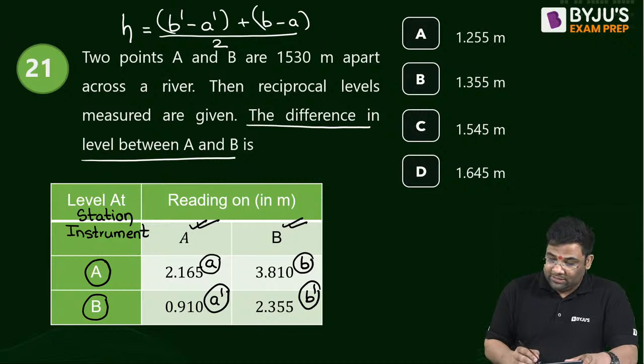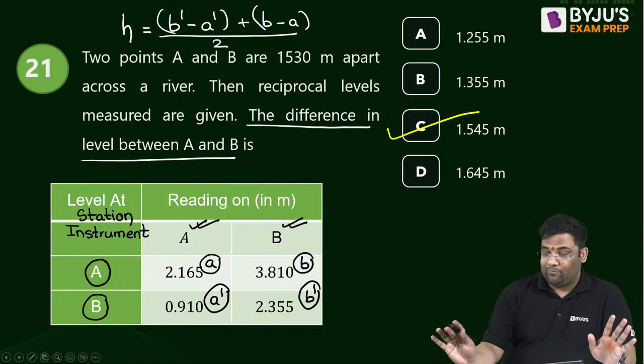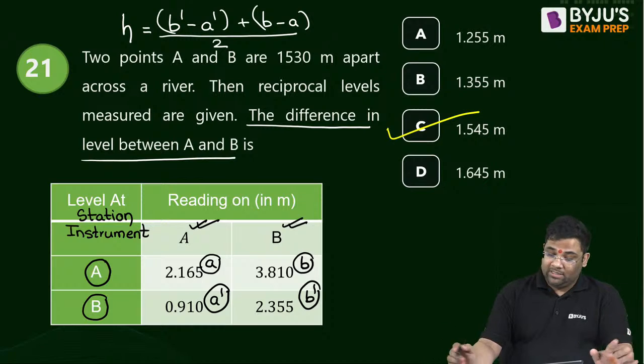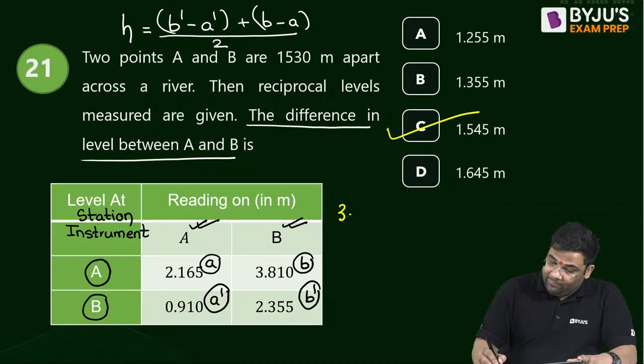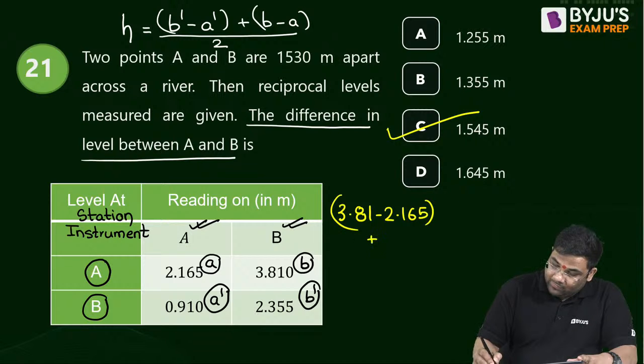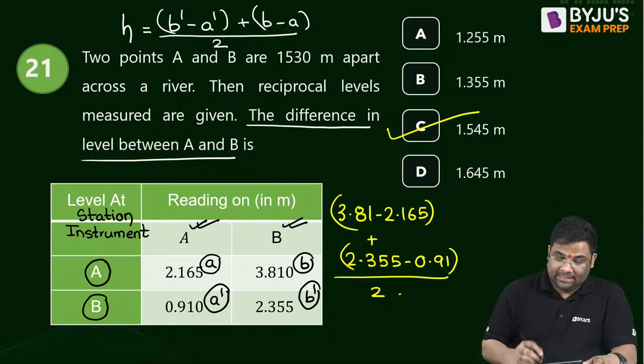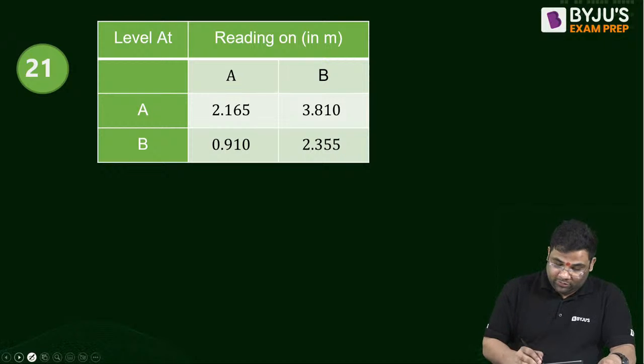So very easy question, straightforward. Remember the formula. So this is 1.52545. I am not solving it, very straight. I can say this is 3.81 minus 2.165 plus 2.355 minus 0.91 divided by 2. Easy, the answer is C. Next question. Okay, so this question we solved.